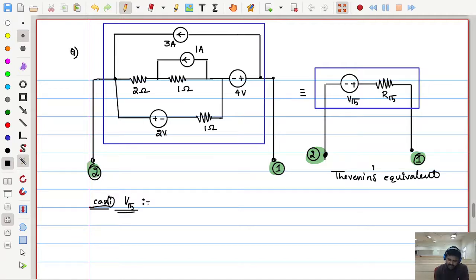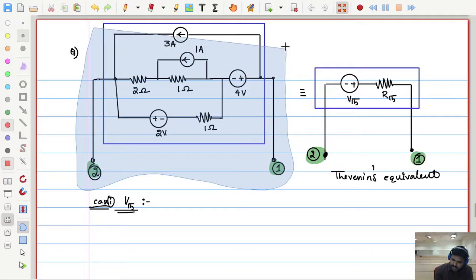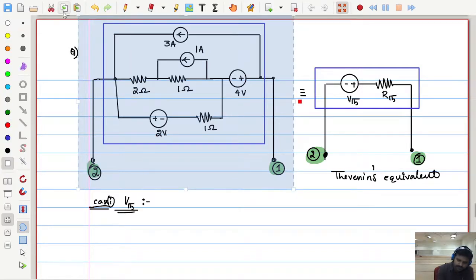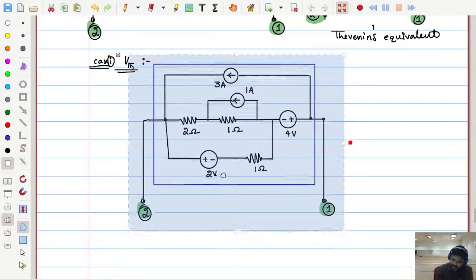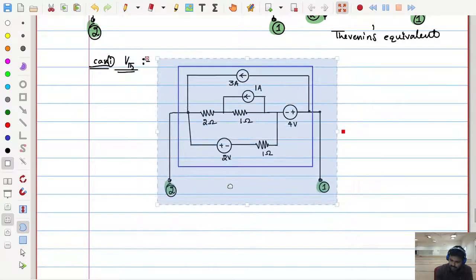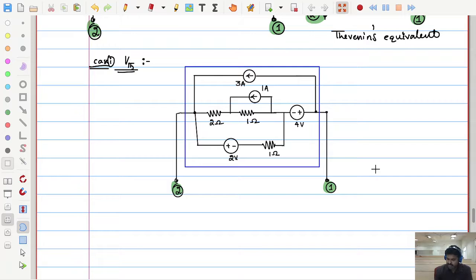Just get back to this VTH definition. It is the open circuit voltage at the required load terminals. But the load is already open here for us, so we need not worry about opening the load. Then try to observe which terminals are of our interest. They are 1 and 2.